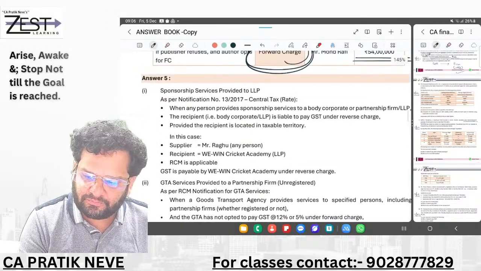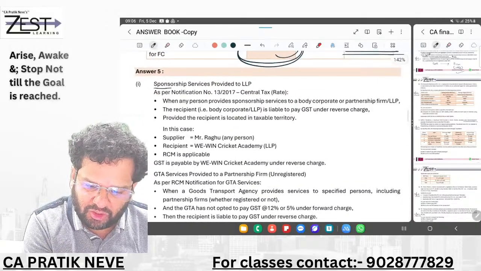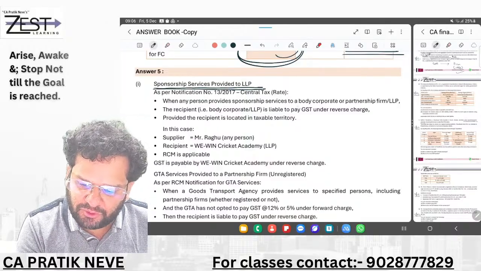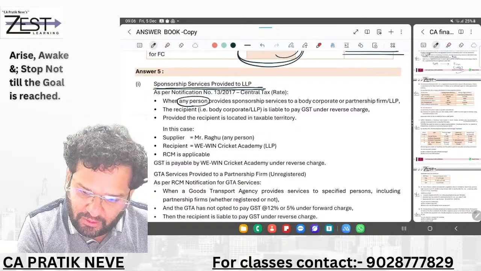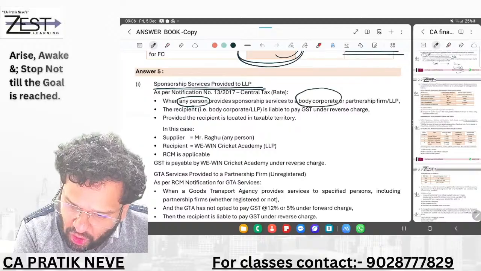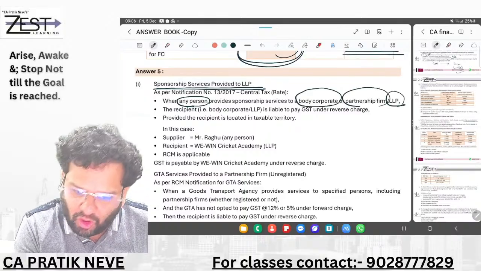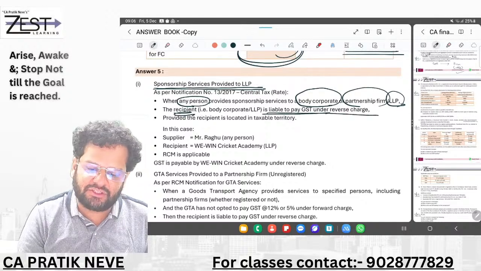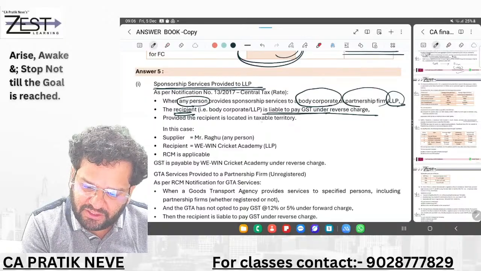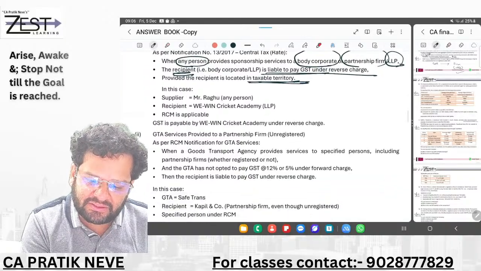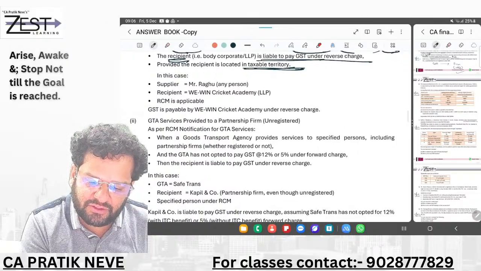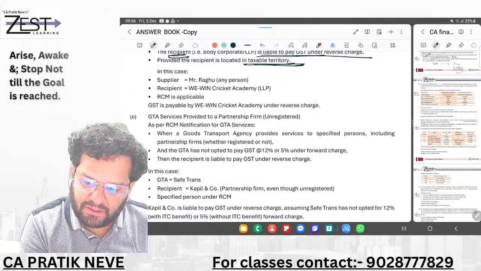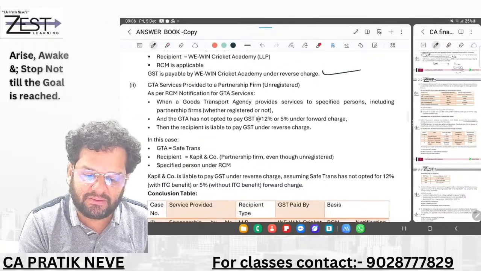So see, sponsorship services provided to an LLP. When any person provides sponsorship services to a body corporate or partnership firm or LLP, then the recipient is liable to pay GST under reverse charge, provided the recipient is located in the taxable territory. In this case, the supplier is Raghu, the recipient is We Win Cricket Academy LLP, RCM is applicable, so GST is payable under reverse charge by the LLP.